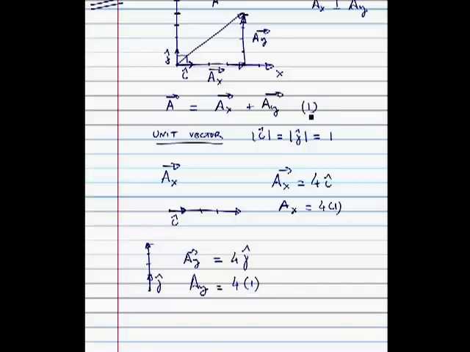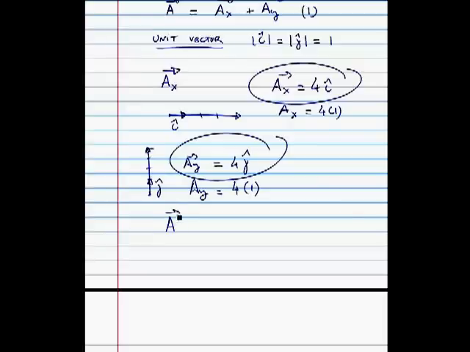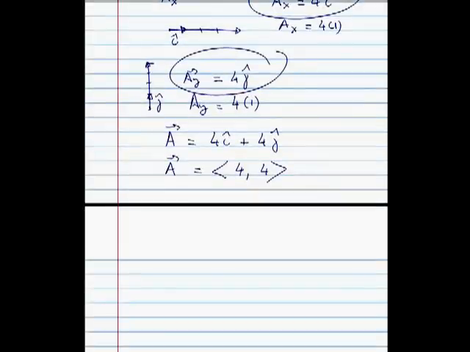So I can rewrite equation 1 using my unit vectors, and so vector A becomes 4i plus 4j, which can also be written in brackets. This is the component notation. Again, if you're doing 3D, you would just add a third vector k multiplied by a particular scalar alpha.